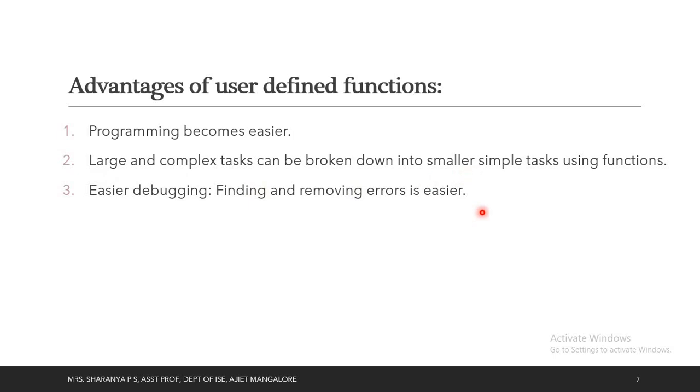And one more major advantage is easier debugging. Finding and removing errors is easier. As I mentioned, suppose there is any issue with the carpentry work, we can directly contact the carpentry person and ask them to fix it. In the same way, here if we find any error with one particular task, we can look into that function and fix it. That is easier debugging. And one more, the readability of the program is increased, since it is in a very structured manner and we can clearly understand which code is responsible for performing that task.